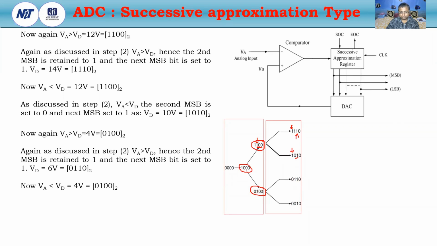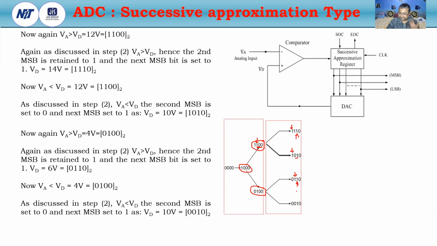If it is greater than 4, then what happens? Now this MSB should be intact and the next MSB should be 1. So here this MSB should be intact. Next MSB should be 1.